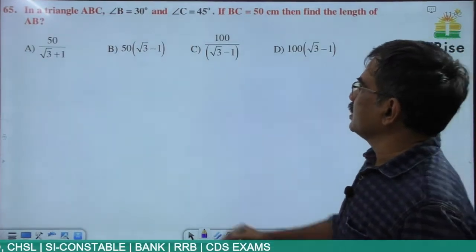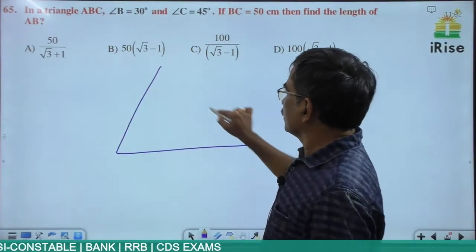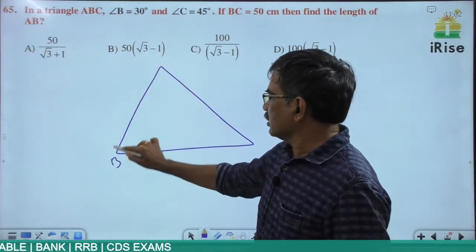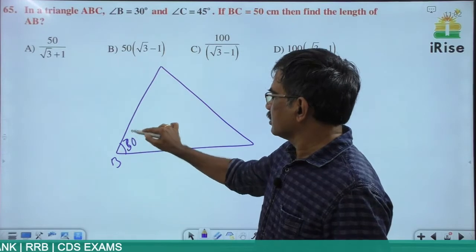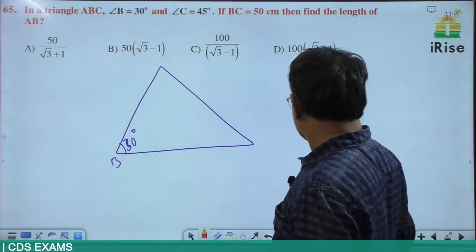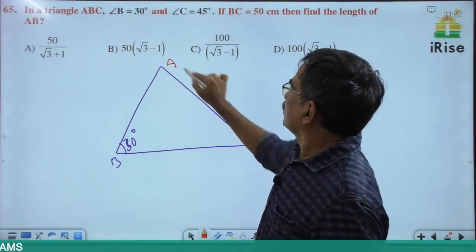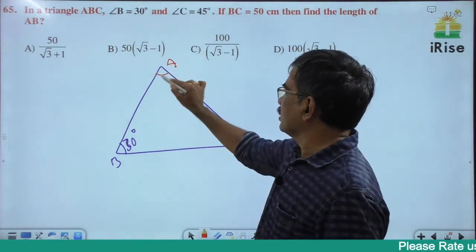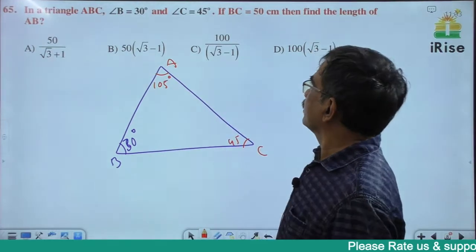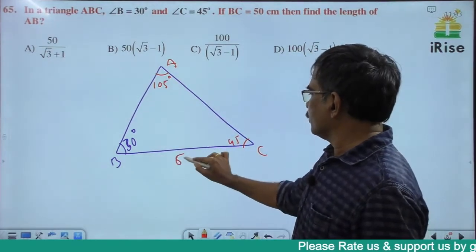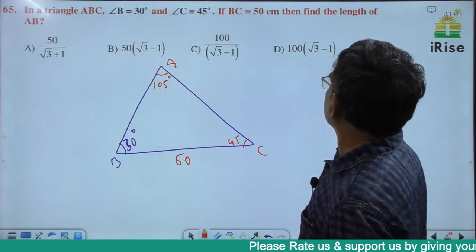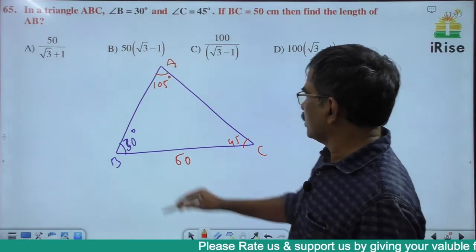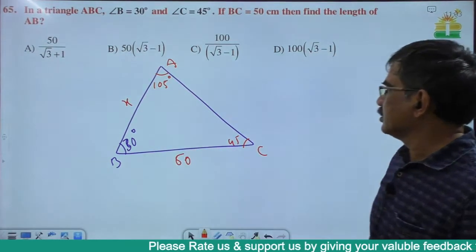In triangle ABC, angle B is 30 degrees, C is 45 degrees. So therefore 75, therefore angle A is 105 degrees. If BC is equal to 50 centimeters, then find the length of AB. So we have to find this length AB.